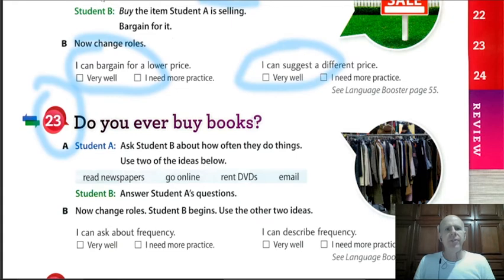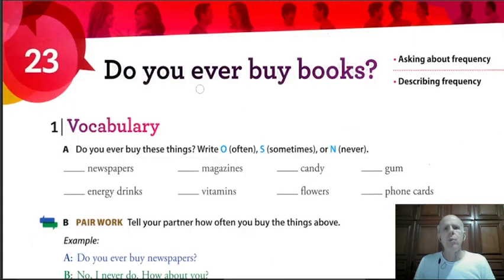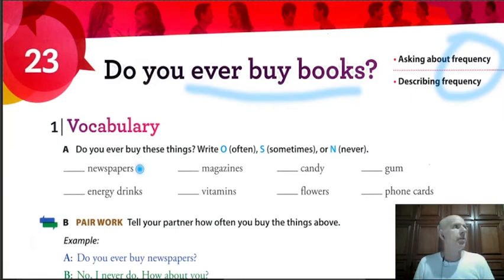And what was it about? Do you remember? Do you ever buy books? And it was all about frequency. Often, sometimes, never. I never buy newspapers because I search for the news on the internet or on TV. Energy drinks, magazines, vitamins, candies, flowers, gum, and phone cards.